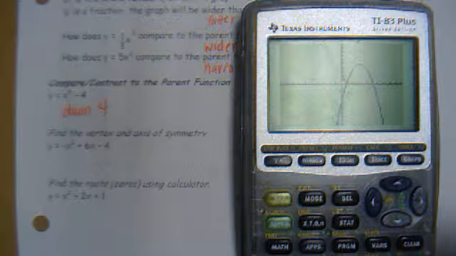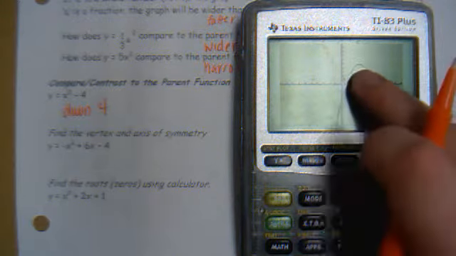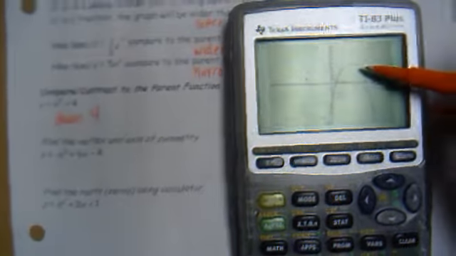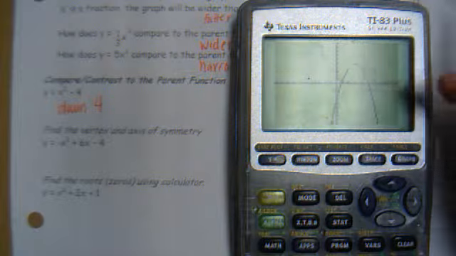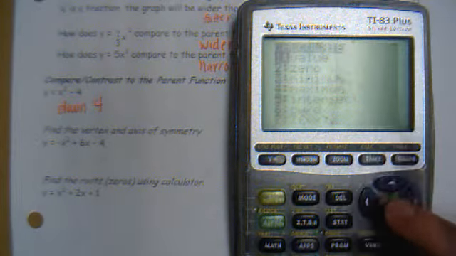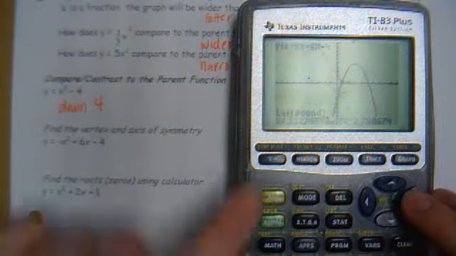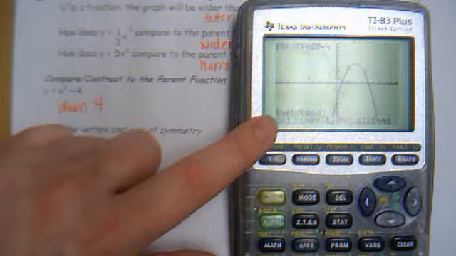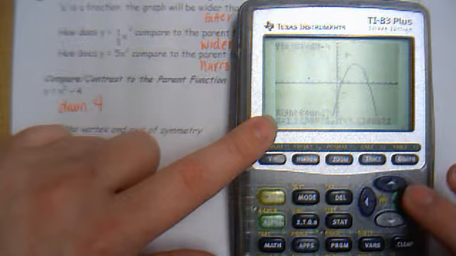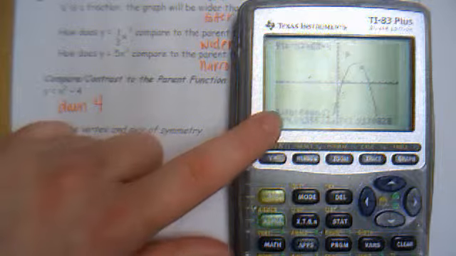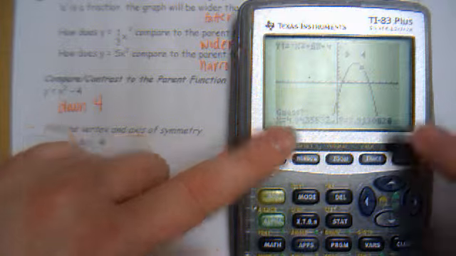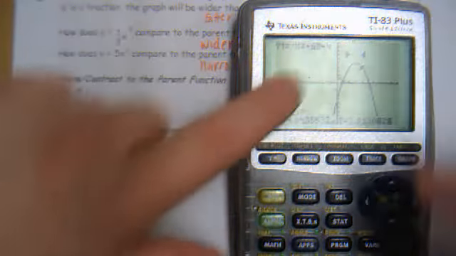Now to find the vertex, that's the tip of this. So this is going to be a maximum, right? I'm going to hit second trace, go down to maximum because it's the highest point. On here it says left bound, so I want to go to the left of that. So this is a little to the left of the highest point. Keep scrolling. Now it says right bound, so go to the right. And if you look, these arrows surround my vertex.